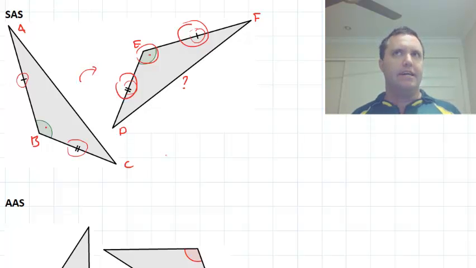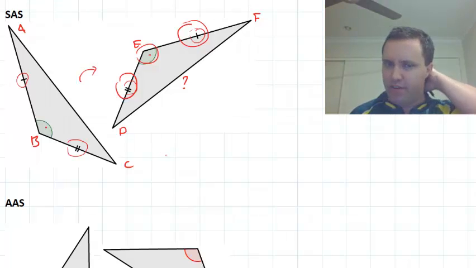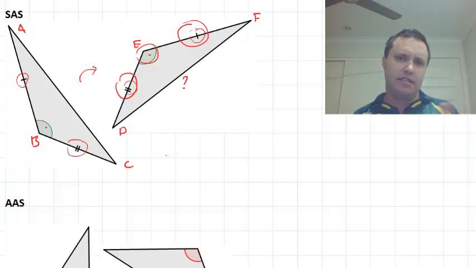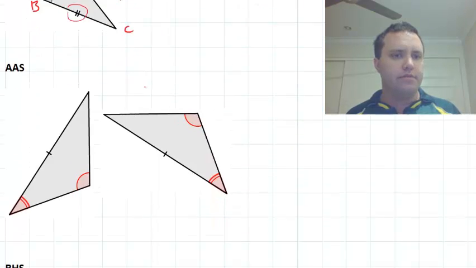All right, some of the language I'm using might be getting a bit confusing, but hopefully with this sort of stuff, it's about seeing examples, having a go at stuff, and starting to see how these rules kind of fit in. Okay, right, AAS.